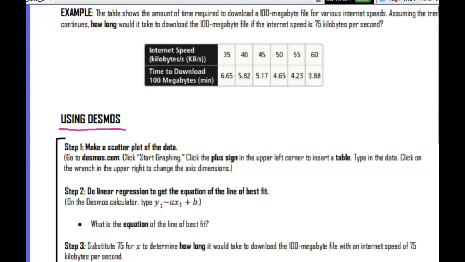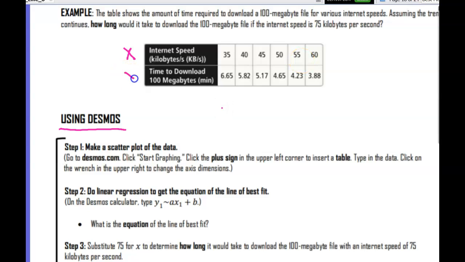The example says the table shows the amount of time required to download a 100 megabyte file for various internet speeds. Assuming the trend continues, how long would it take to download the 100 megabyte file if the internet speed is 75 kilobytes per second? So here we have internet speeds. Our input values are 35, 40, 45, 50, 55, and 60.